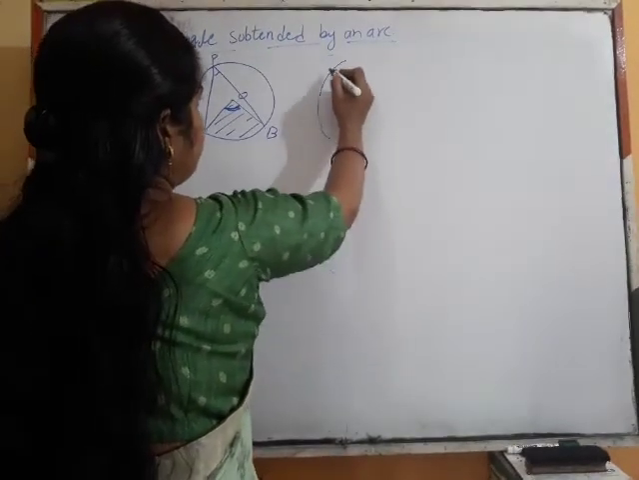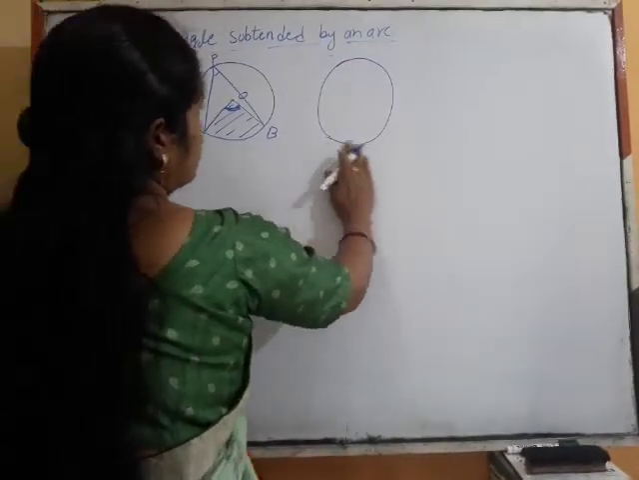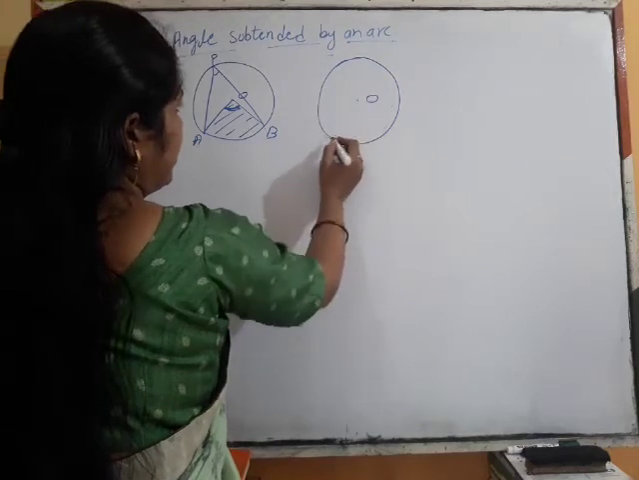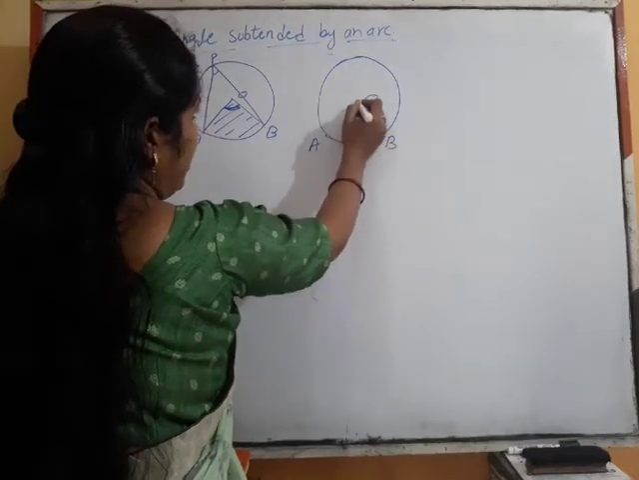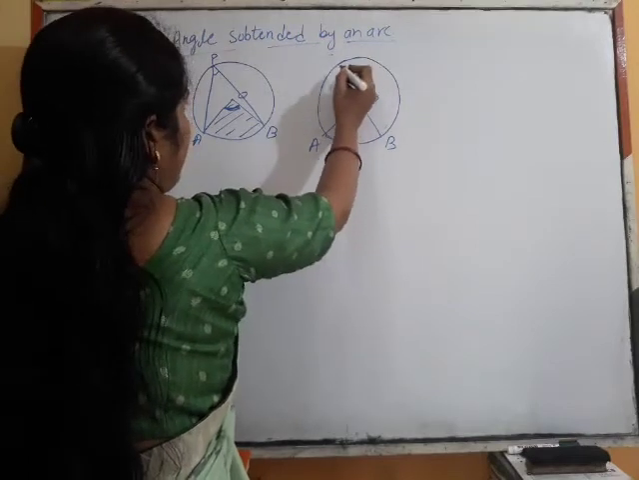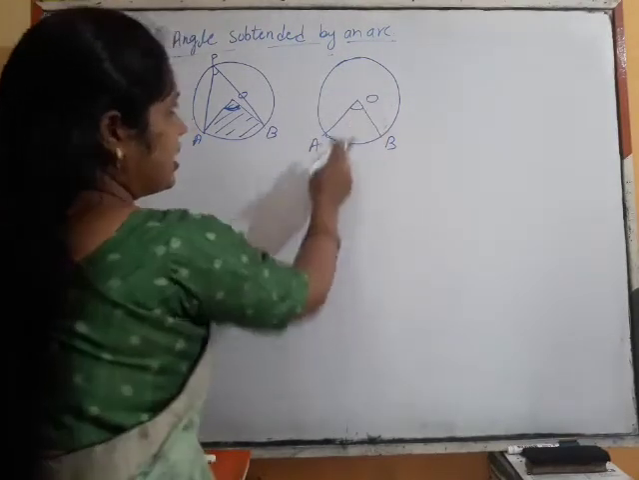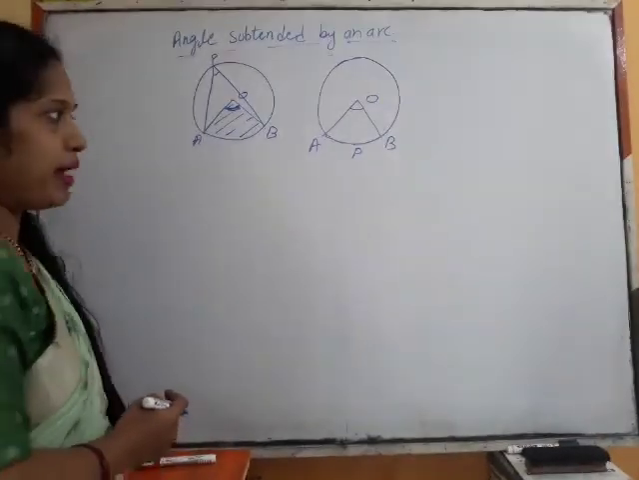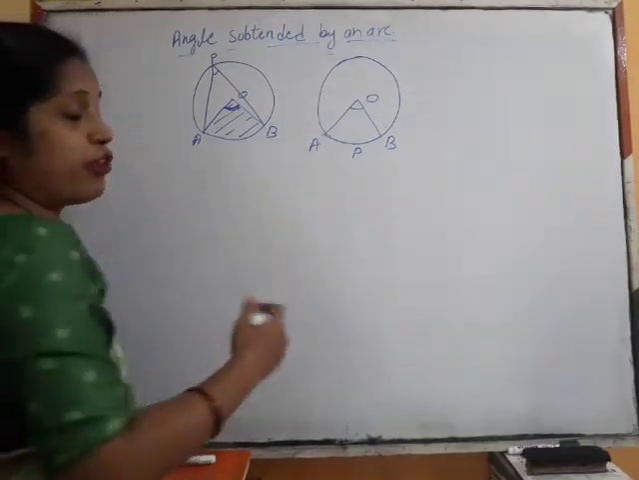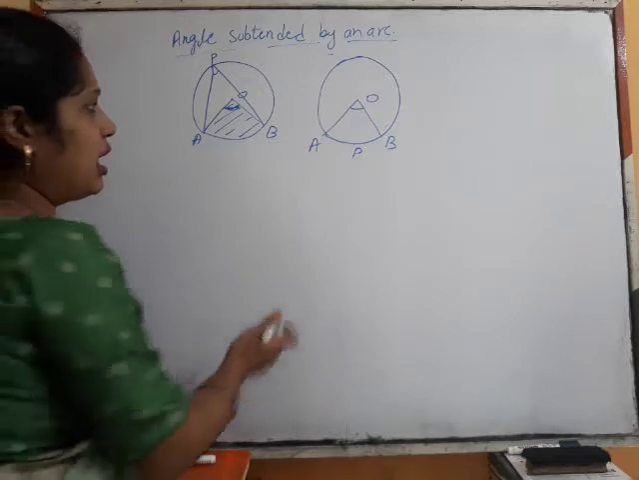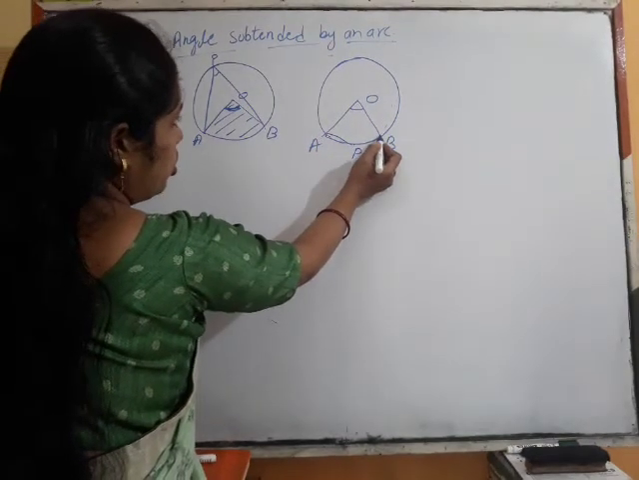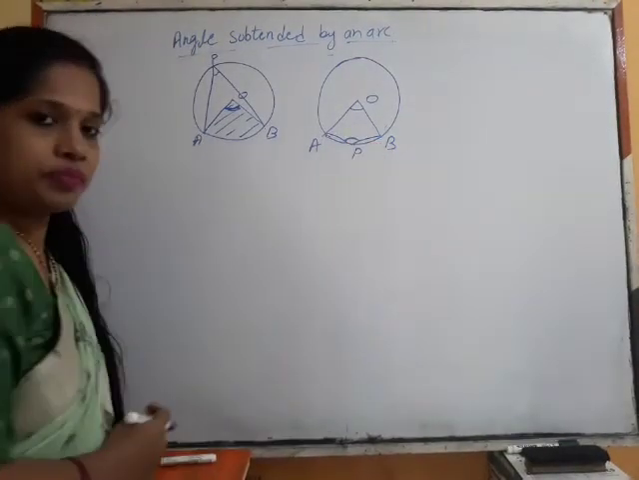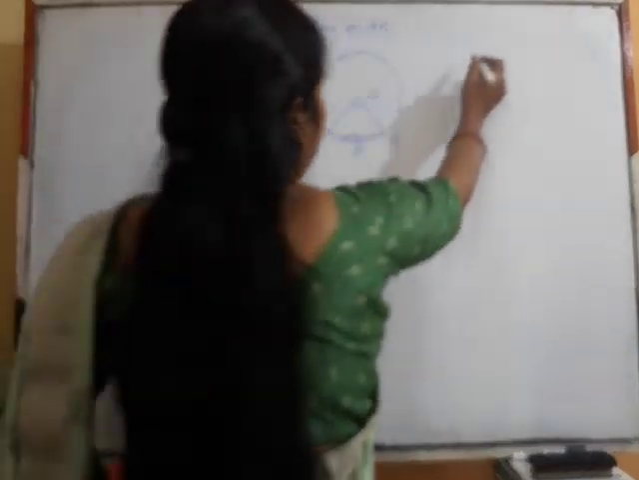Take another circle. This is the center, again AB. This arc is subtending an angle at the center. Now this point P can be on the minor sector also. Since for the angle subtended by the arc, these ends need to be joined to this point, the same arc is now subtending an angle here.